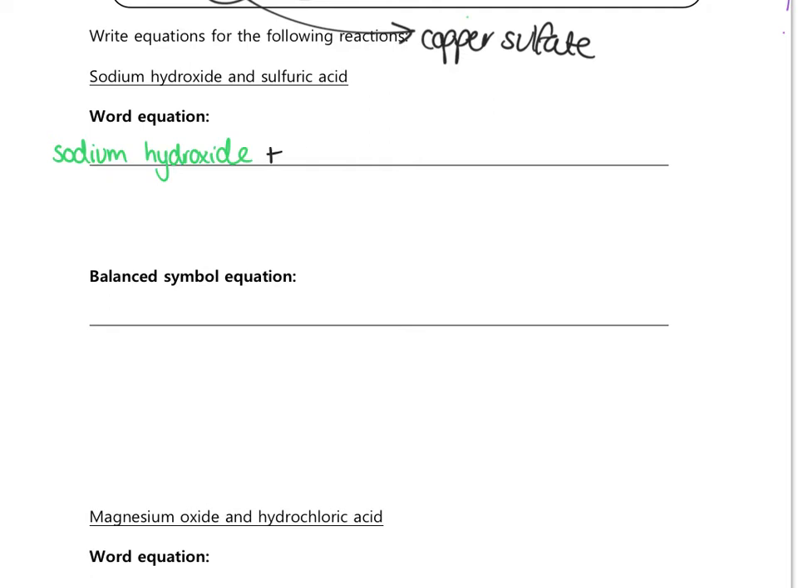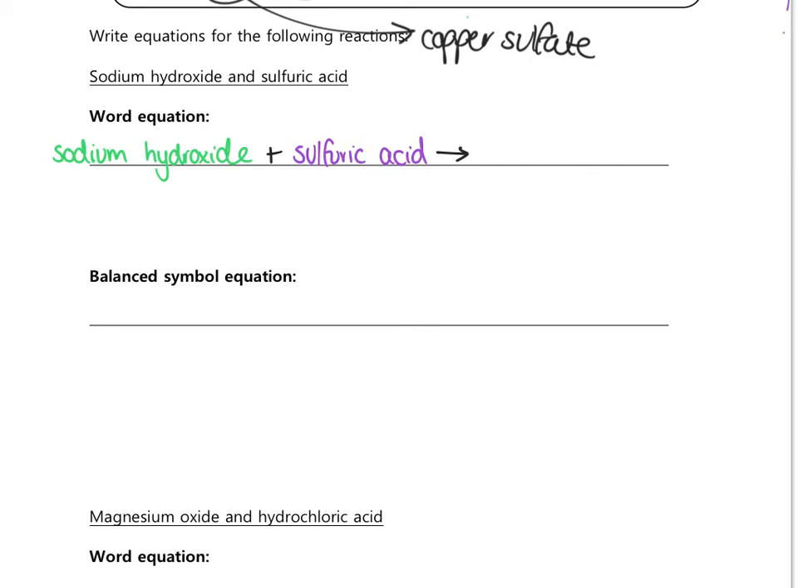Reacting with sulfuric acid. So those are my reactants, the things I'm reacting together. So they go on the left hand side. Again, try and write small so that this can all fit on one line. Think again of your general equation. You've got a metal oxide or hydroxide reacting with an acid to produce a salt and water. What's the name of our salt going to be?